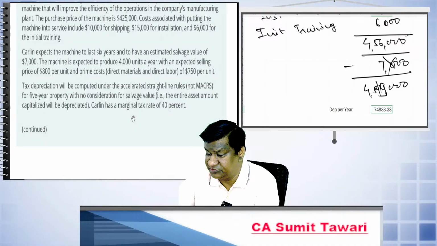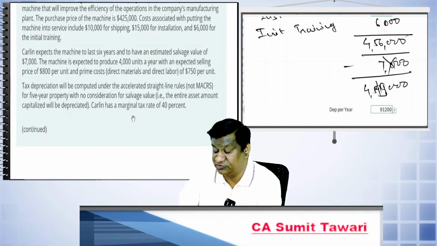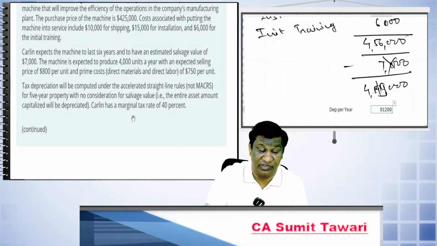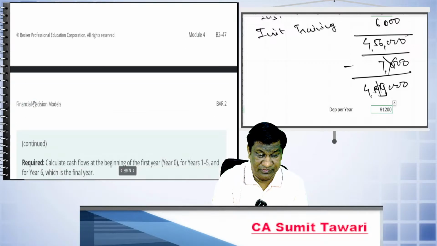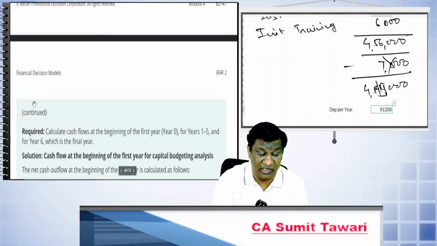So depreciation is actually 4,56,000 divided by 5, because we need to consider the tax impact. So it is 91,200 per year. As per the tax rule, we can depreciate over 5 years. Then we are required to calculate year 0, years 1 to 5, and year 6, which is the final year.